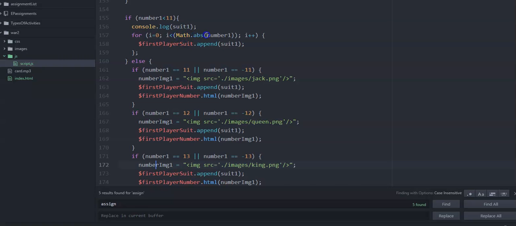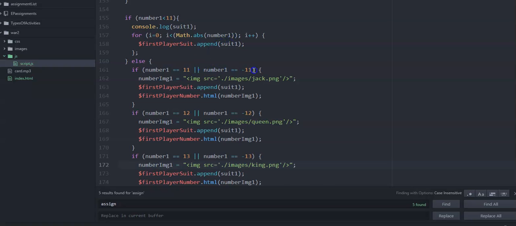So I used the absolute value of the number. Hopefully you know what that is. So here's like the little code for it. Just put in parentheses math.abs for absolute value of number 1. That's just the distance from 0. So the absolute value of 3 is 3, the absolute value of -3 is 3. So that solved that problem.